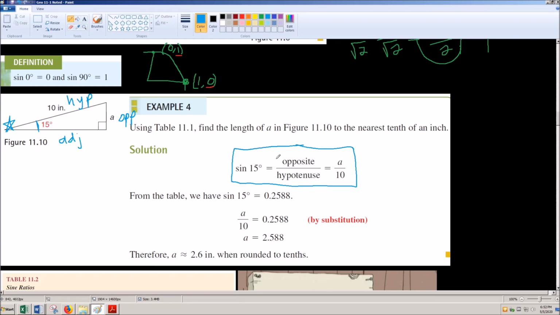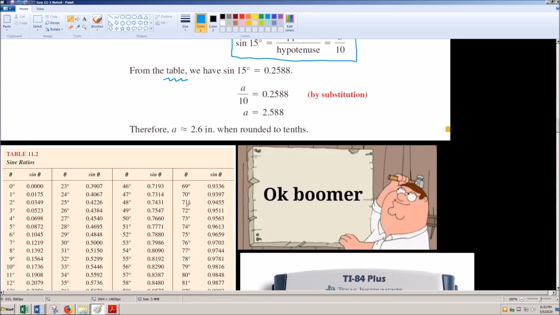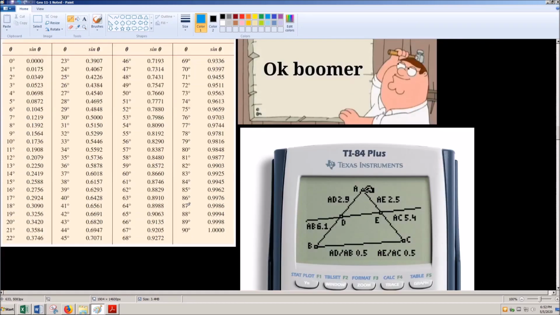So if sine 15 equals a over 10, there's two ways to do it. This says from the table. Okay, boomer, right? Back in the day, this was the best way to grab all of your sine, cosine values. We are not going to be utilizing this. It's somewhat interesting, I guess, if you want to look at it, but I don't really want to spend the time referencing a table when we have a calculator that can do this for us. So I'm going to tell you in one second how to do this part.